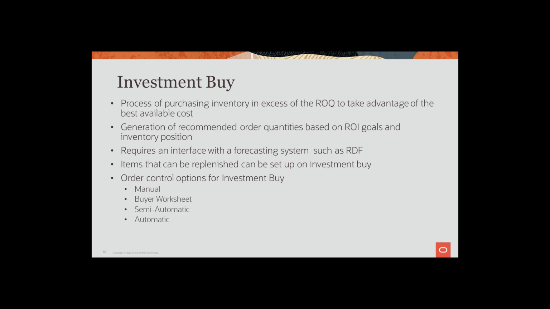In order to leverage investment buy functionality, a retailer must use a forecasting system such as RDF. All items eligible for replenishment are also available for investment buy. Similar to replenishment, investment buy orders can be created with the order control options of manual, buyer worksheet, semi-automatic, and automatic with manual. Investment buy generates recommended order quantities to a table in the merchandising system.